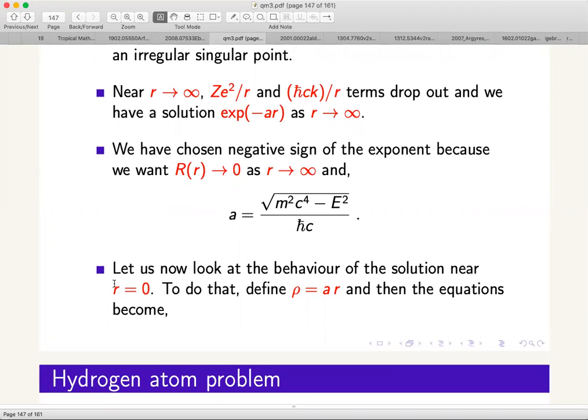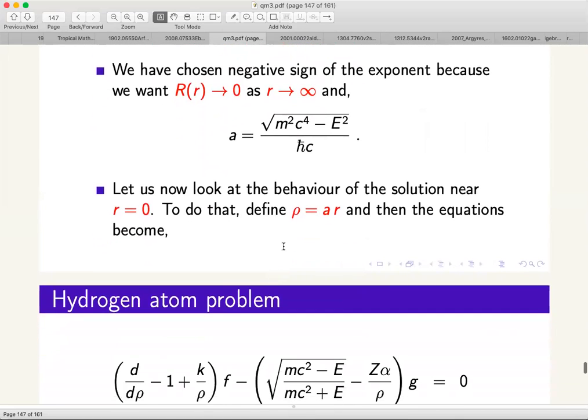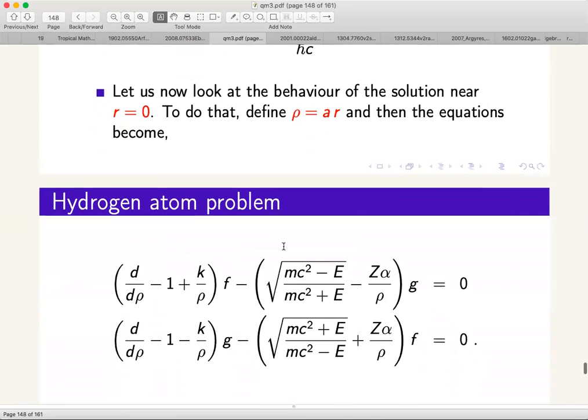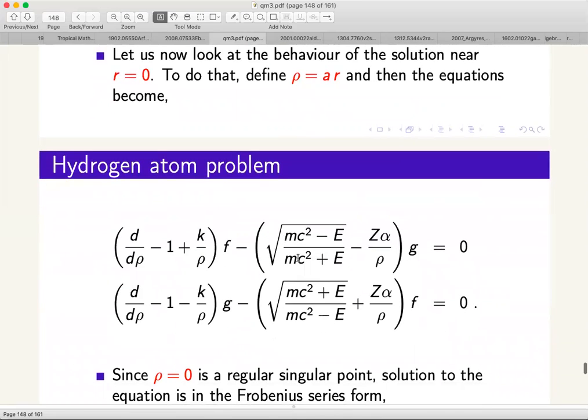So let's look at r equals 0. In the case of r equals 0, what we'll do is define a new variable rho, which is a times r. If you do that, then some of these terms in the equation can be made to look a little simpler. At least the differential part of it is looking better.